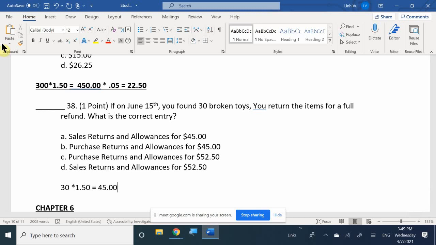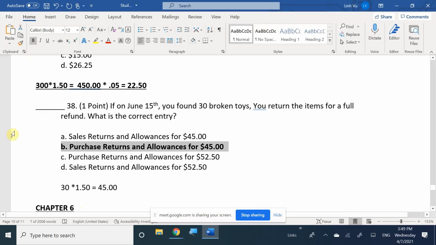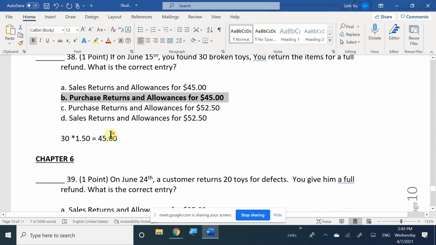So that is what your return is. Now you have to determine: is it a sale or is it a purchase? In this case, it was a purchase. You have two options, 45 or 52. If you calculated the freight included, you would have gotten 52. So make sure that you answer everything carefully, because I do enter answers that you could possibly get from doing the wrong thing. Make sure you're very aware of what you're doing. So good, B, purchase returns and allowances for $45.